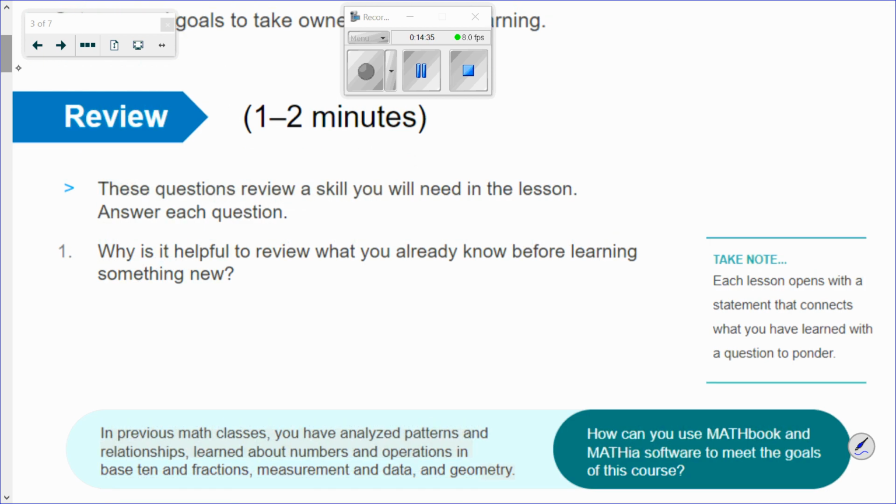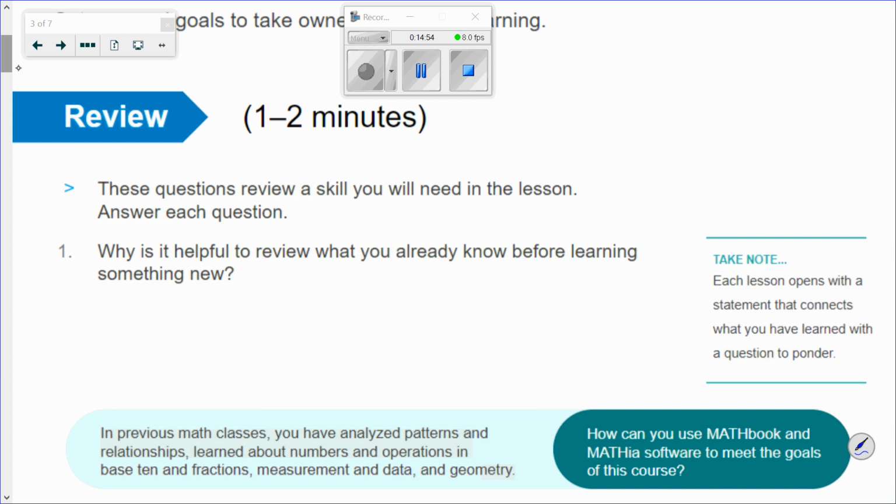Okay, review. This is going to be something you'll see at the beginning of every lesson. It's a huge piece of the curriculum, and this is one of the things I really love because what they've done is they've gone through and they've said, okay, what should you guys already know that is going to connect directly to this lesson? And they give you a chance to review it.